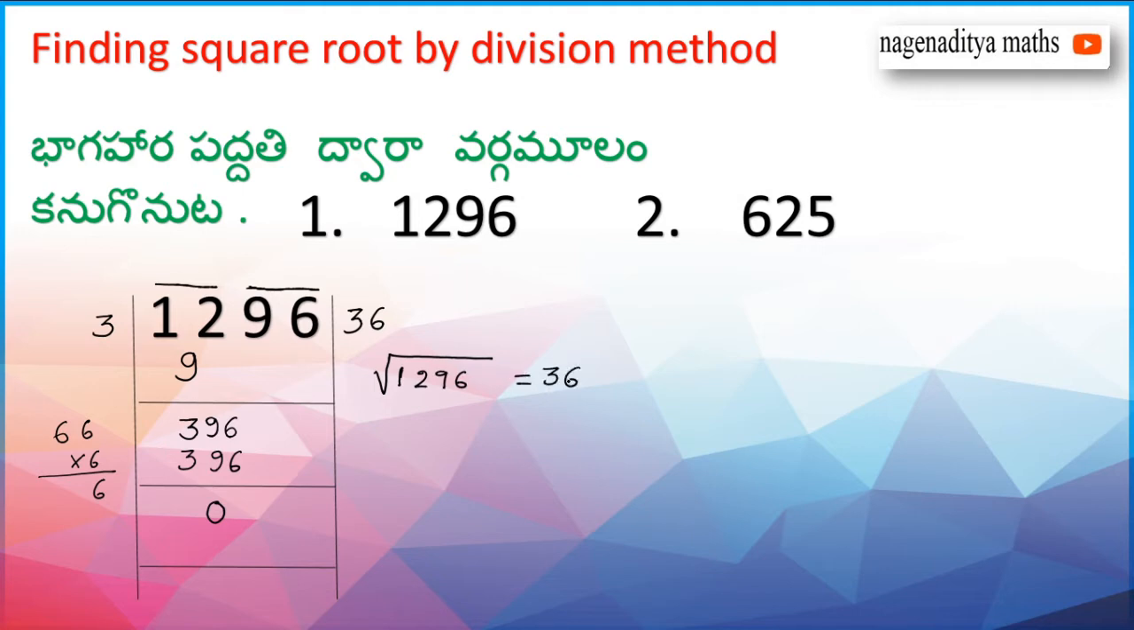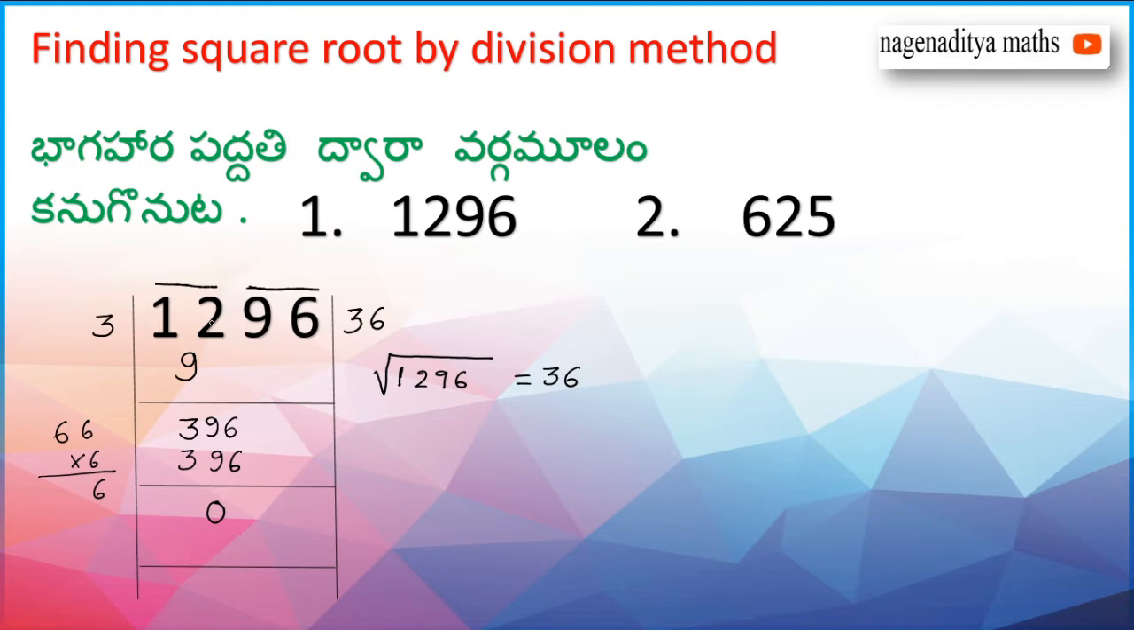So this is the method we have to adopt to find the square root of the given number. I'm going to repeat once again. First we take the given number, and we put bars above every two numbers, from right hand side to left hand side like this. That means we consider these two digits as a single number. Here the 12 is here.